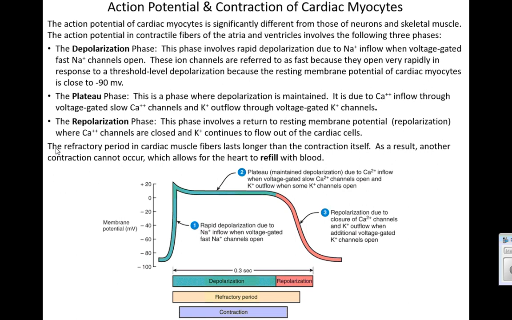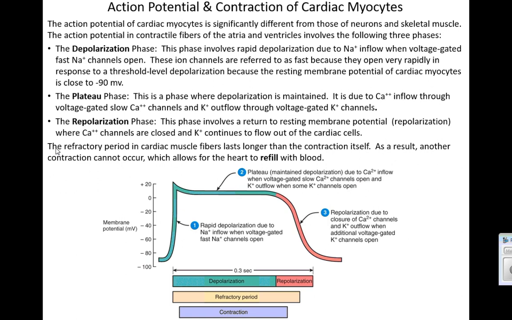As I've mentioned already several times, when those action potentials spread through the atria and the ventricles, they do so by way of those gap junctions, and then they contract. So we can measure action potentials in those contractile cells, those myocytes, which we can see is quite a bit different than what we saw in both neurons and skeletal muscle.